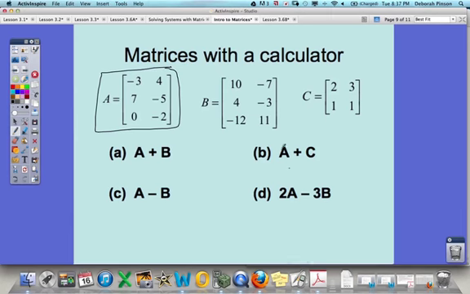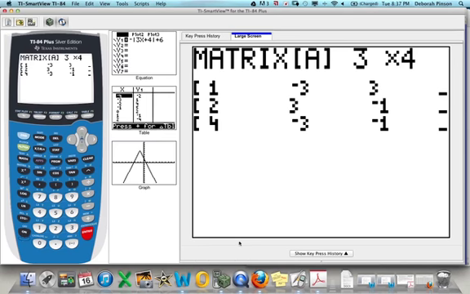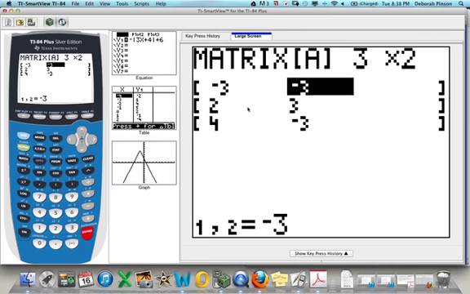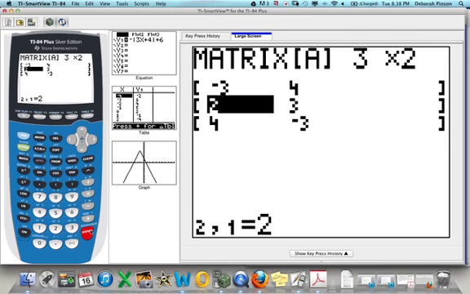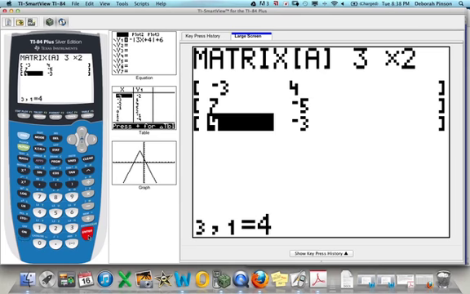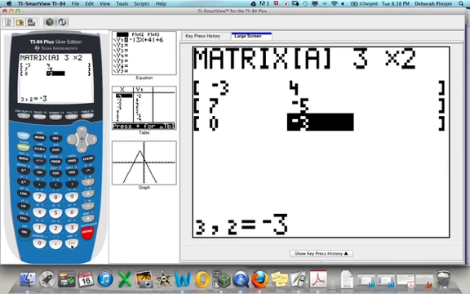So I'm going to go back over here. So what I want to do is put this matrix right here in my calculator. If you look at this, this is a 3 by 2 matrix. So I'm going to go back over to my calculator, and I'm going to tell the calculator the dimensions I want. So I want a 3 by 2. And it'll change it to those dimensions. Then all you do is type in your numbers. So negative 3, and then it'll automatically go over, so just keep that in mind. 4, 7, negative 5, 0, negative 2.